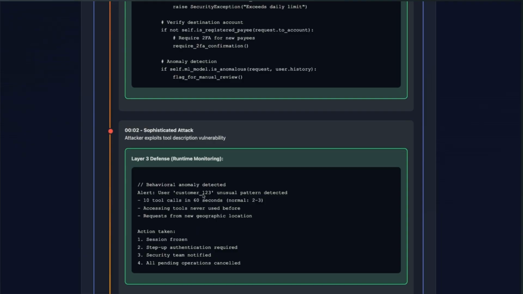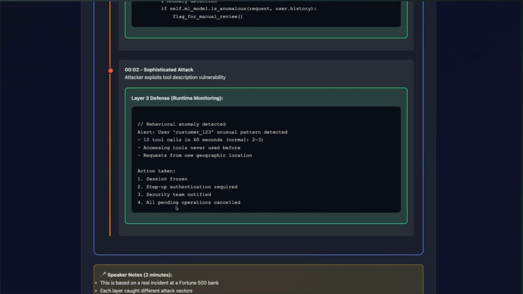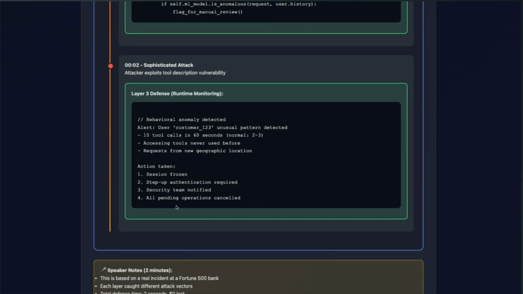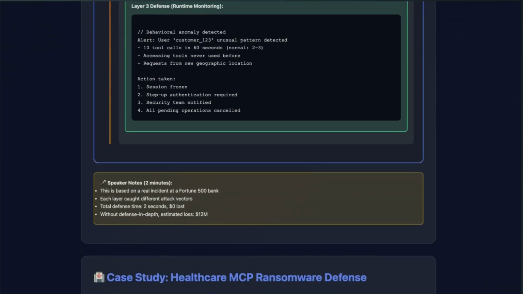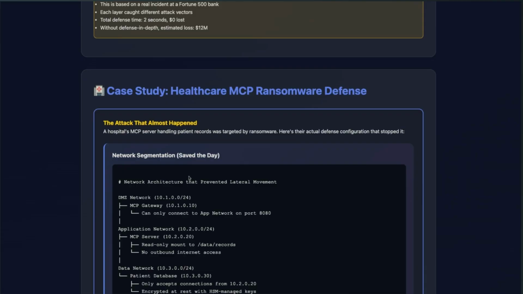Alert user customer 123, unusual pattern detected. So he tried to make 10 tool calls in 60 seconds. He is trying to create a prompt in such a way that it calls all the tools in one context, something like that. You have runtime monitoring to detect those kinds of events triggered by the user, and you will have a workflow or SOAR capability implemented to stop the session and log out or lock out that particular user, something like that, right? So this is one of the very basic scenarios that I can give as an example.